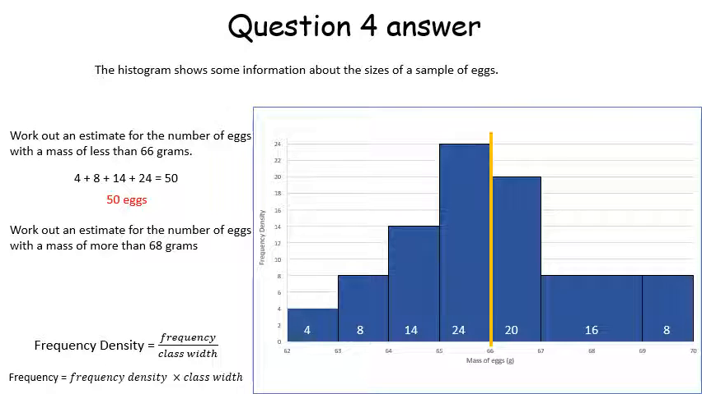To find an estimate of the number of eggs over 68 grams, we draw a line at 68 grams, but this is right in the middle of the bar. As the bar represents 16 eggs, half of it represents 8 eggs. Added to the 8 eggs in the last bar, this gives us an estimate of 16 eggs that are above 68 grams.